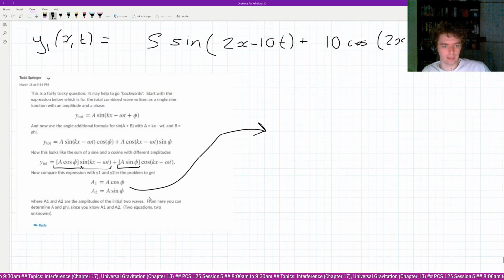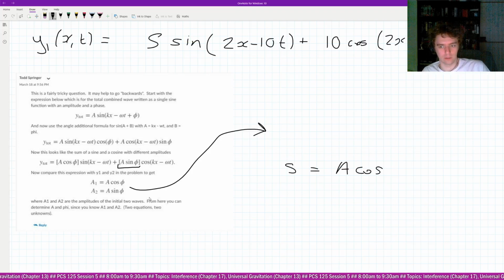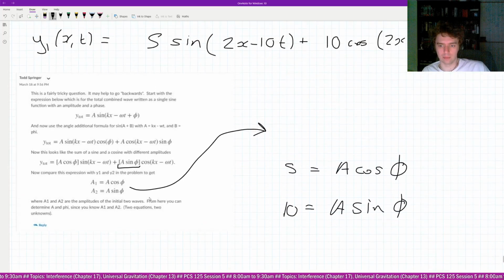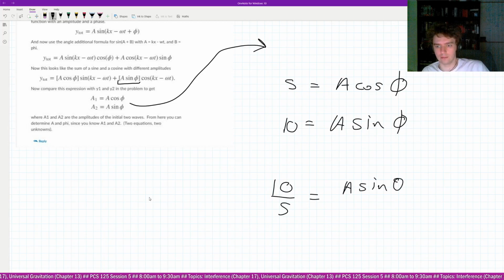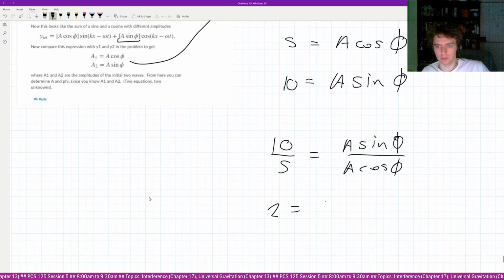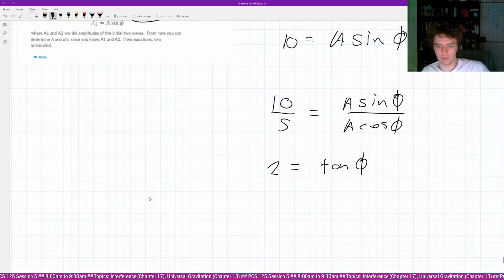So we see that the amplitude in front of the sine is A cos phi. So 5 equals A cos phi, and 10 equals A sine phi. So we can say 10 over 5 equals A sine phi over A cos phi. So 2 equals tan phi. So phi is tan inverse of 2.